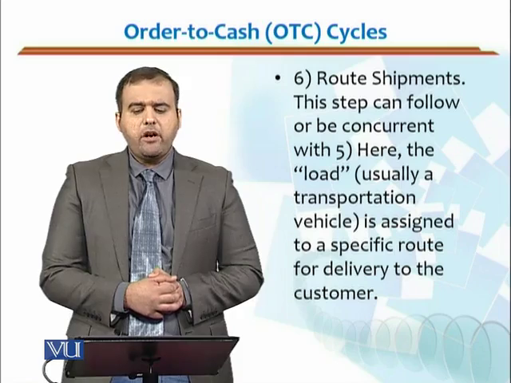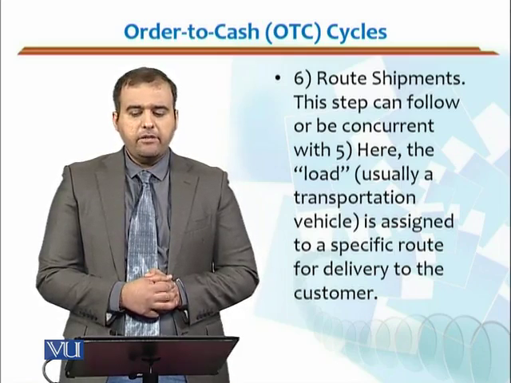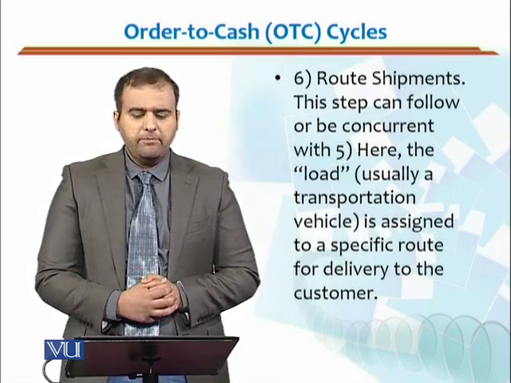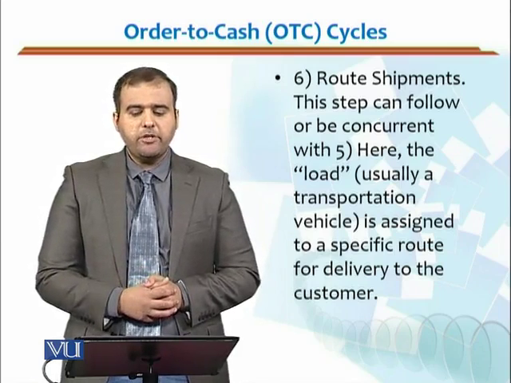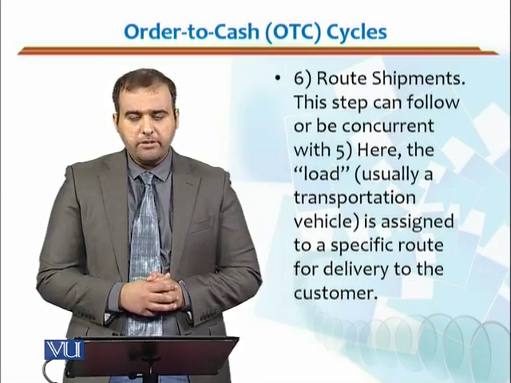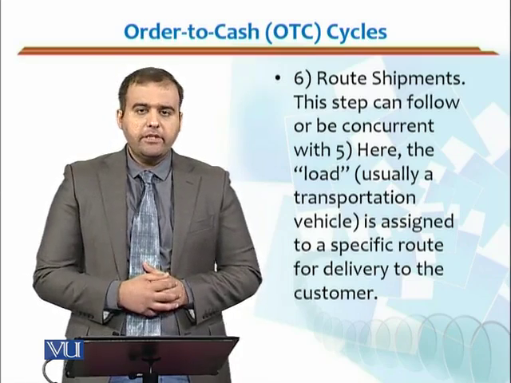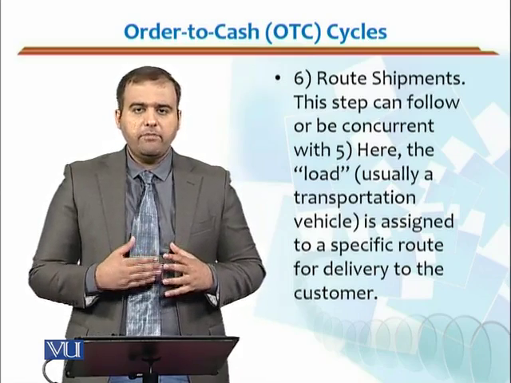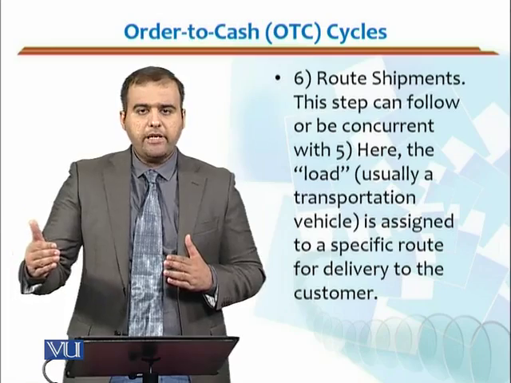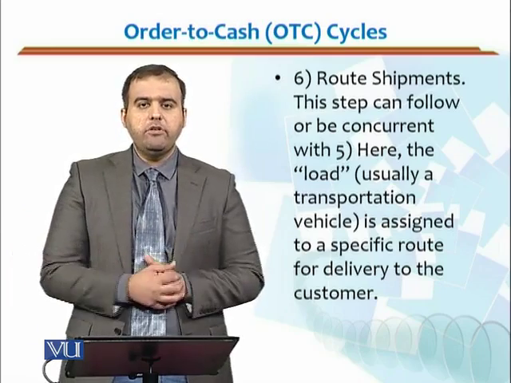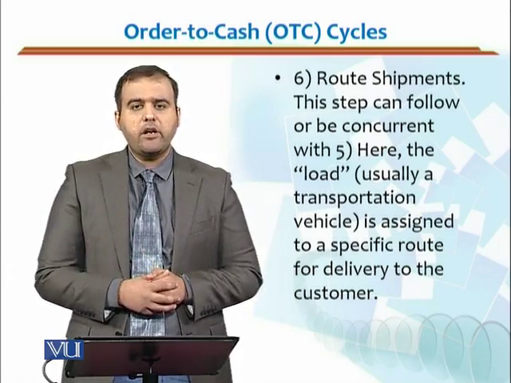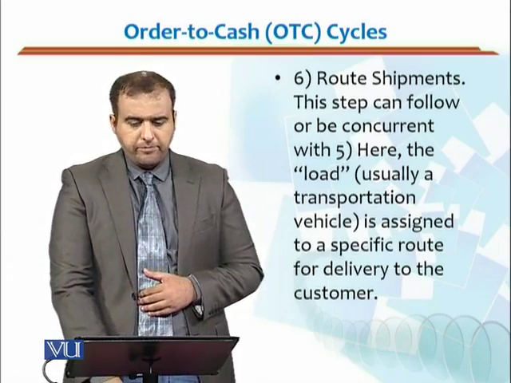The sixth one would be route shipments. This step can follow or be concurrent with 5. This can happen together as well. Here the load, usually the transportation vehicle, is assigned to a specific route for delivery to the customer. You define the routing. Routing can be concurrent with 5, as I mentioned earlier. Rather it should be from A to D directly, or from A to C and then to D. So this is within my transportation plan, and within it the routing has also been defined.